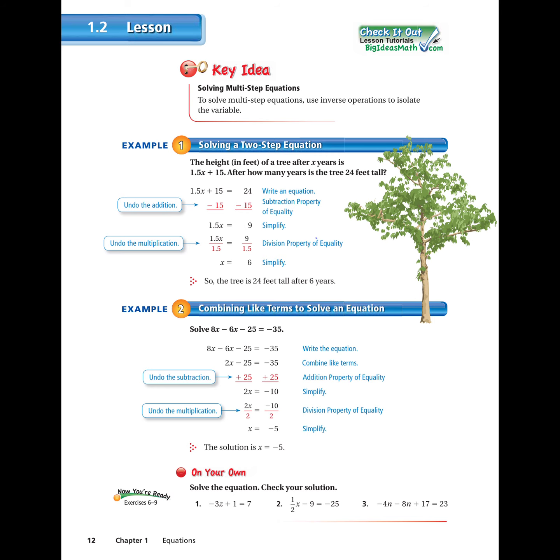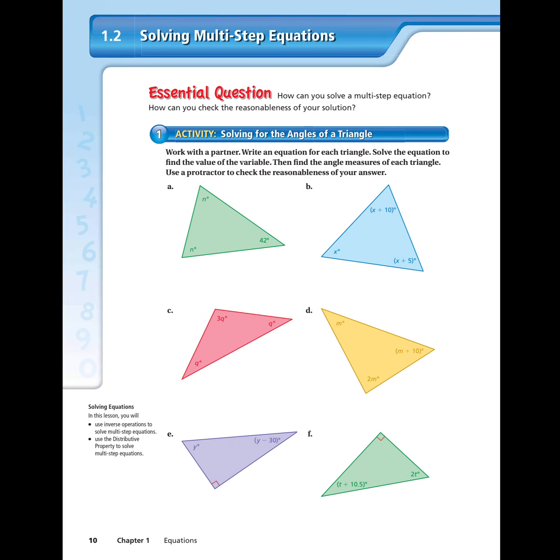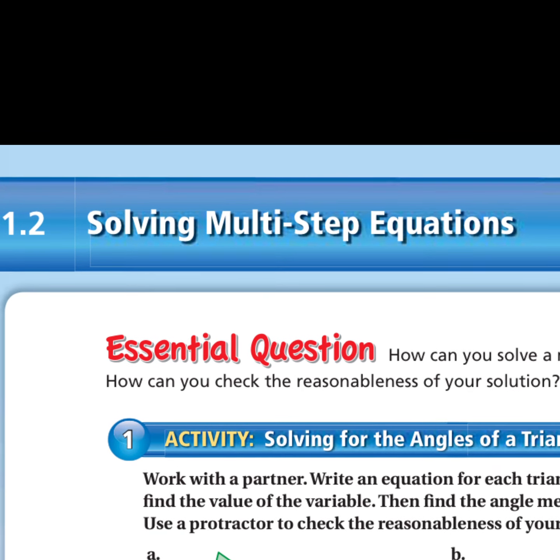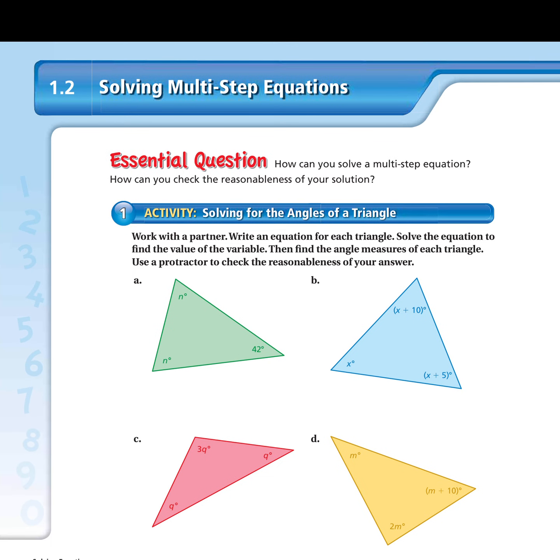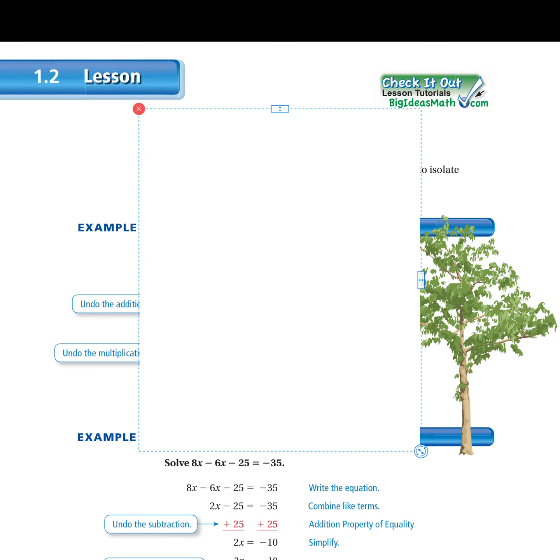Hi, this is 8th grade, Chapter 1, Lesson 2. We are learning about how to solve multi-step equations. In the last section, we solved just single-step equations. You just got x by itself, just doing one step. But here, we've got a few things we have to do first before we can get x all by itself.